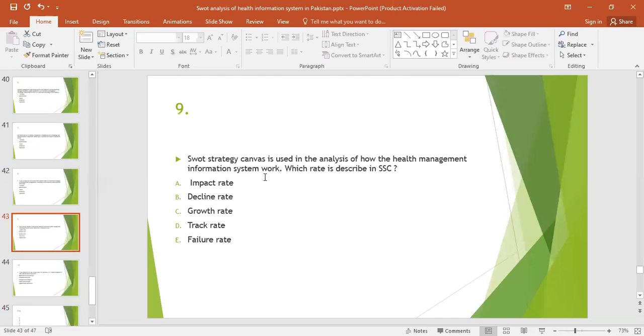SWOT strategy canvas is used in the analysis of how the health management information system works. Which rate is described in SWOT strategy canvas? Impact rate, decline rate, growth rate, track rate, failure rate. Impact rate. Yes, A is the right answer, impact rate.